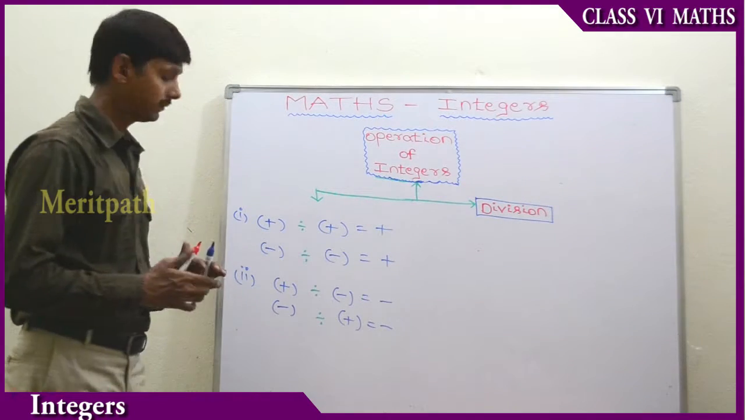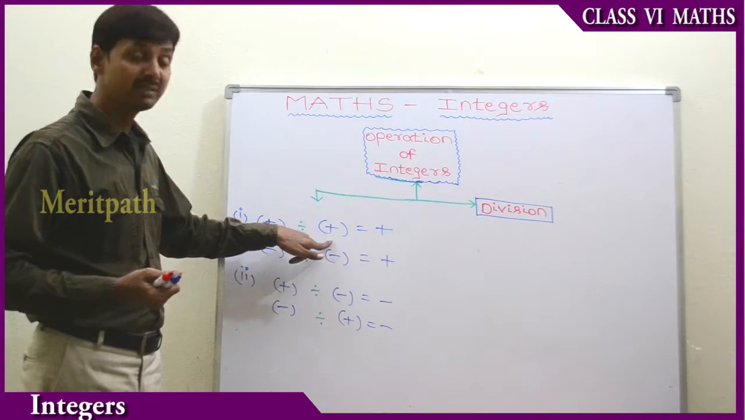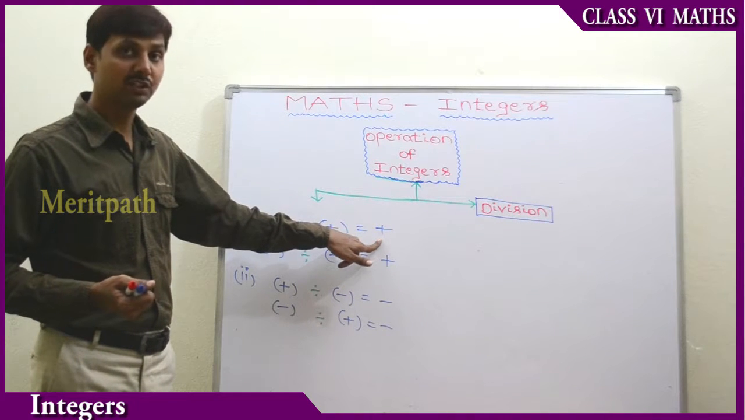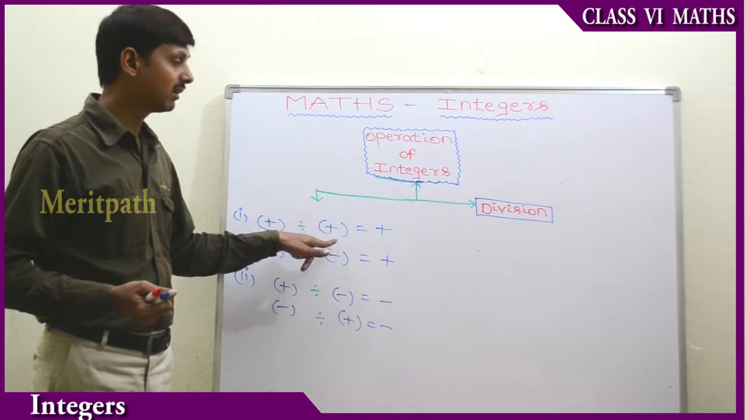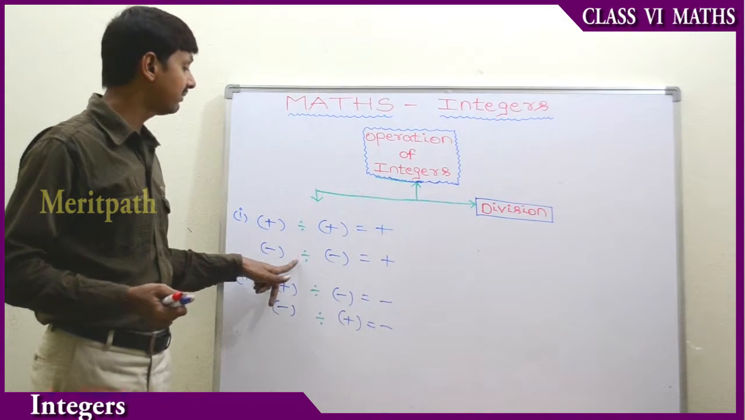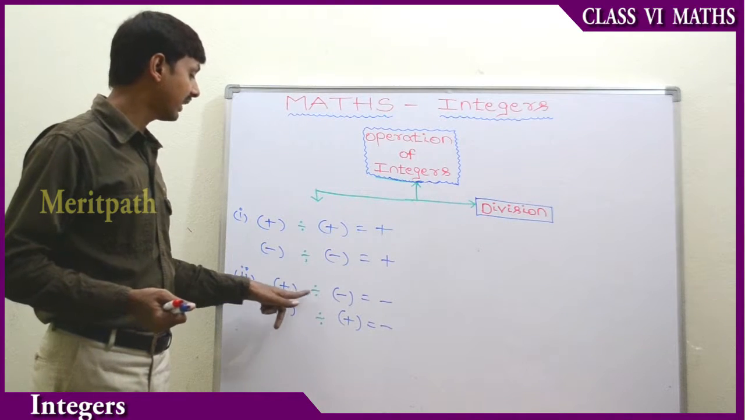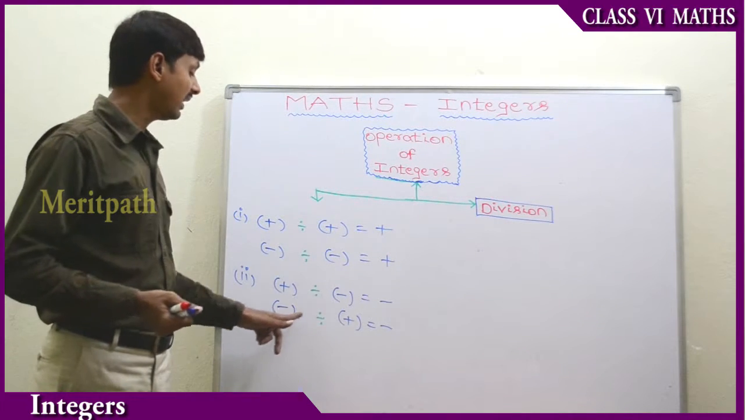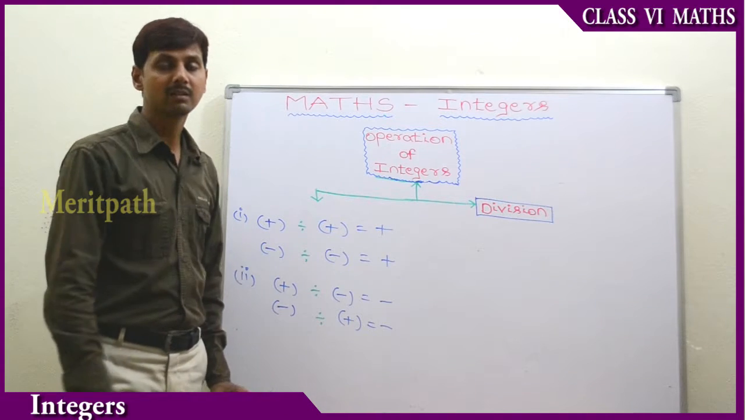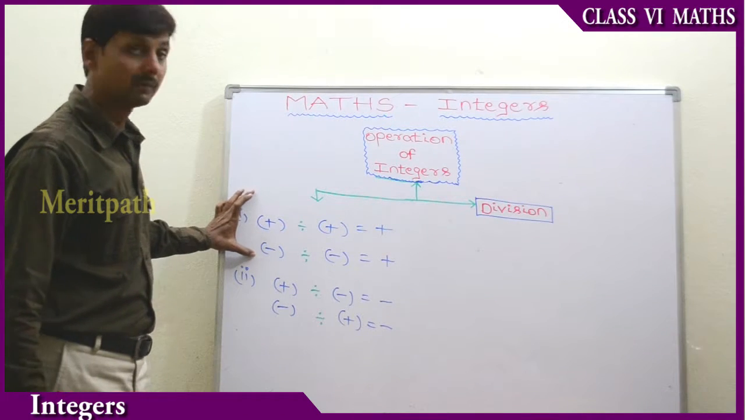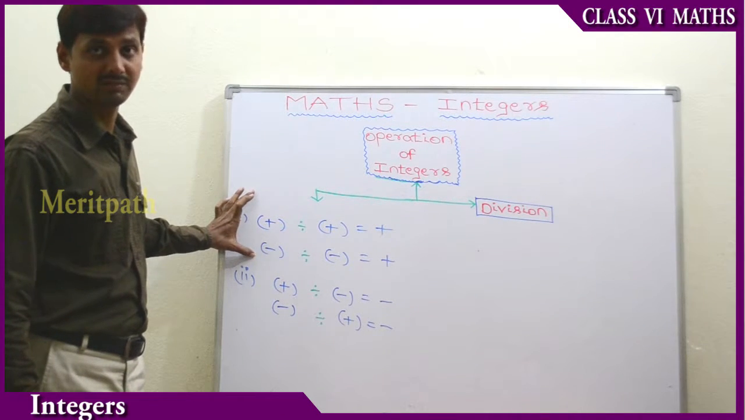As we got here, two integers having the same sign will give the same sign, that is plus. Plus divided by plus is plus, and minus divided by minus is plus, and again plus divided by minus is minus, and minus divided by plus is minus. In this manner, we get the operation of integers on division.